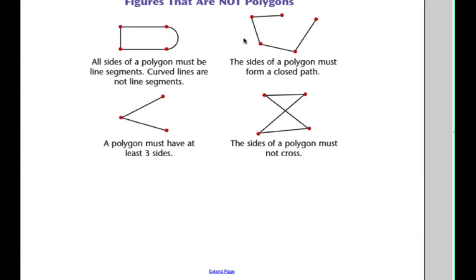This figure here is not a polygon because it does not form a closed path. It has this opening right here. That cannot be a polygon. It needs to be a closed figure.